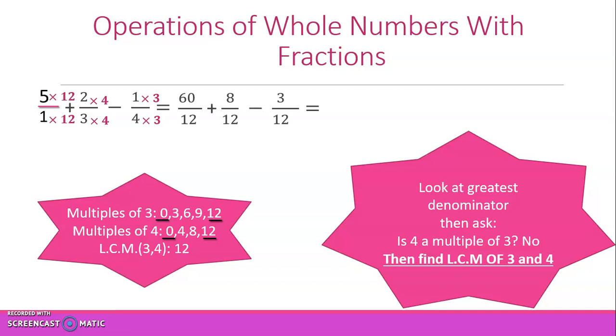Now, the three fractions have the same denominator, which is 12. I keep the denominator as it is and I calculate the numerators. I first add 60 plus 8 is equal to 68, minus 3 gives us 65 over 12.